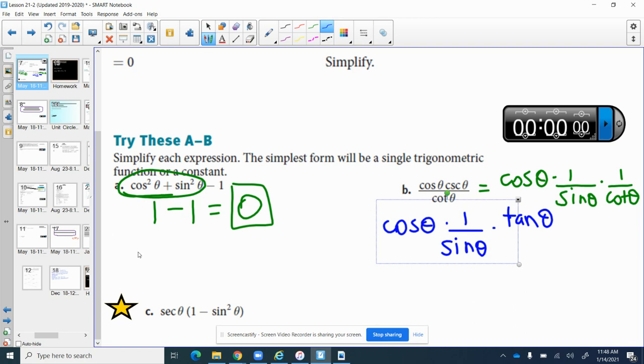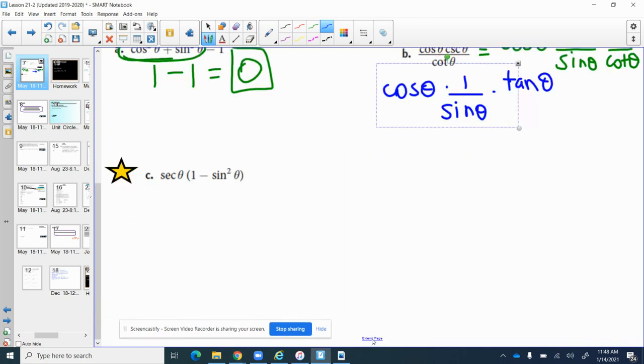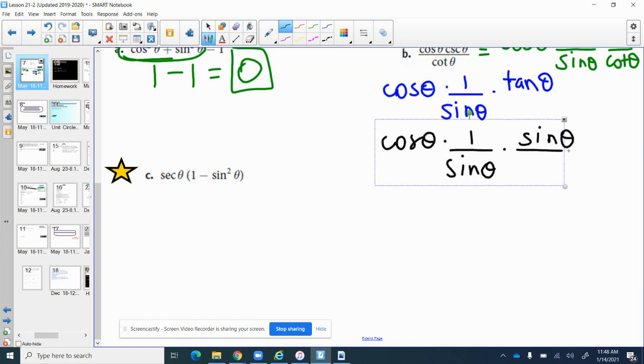So tangent can be rewritten as sine over cosine. So we still have cosine theta times 1 over sine theta. And now tangent is rewritten as sine over cosine. And then now we can see that some things are going to cancel out. The sine in the numerator and the denominator, the cosine in the numerator and the denominator. So we are just left with 1.